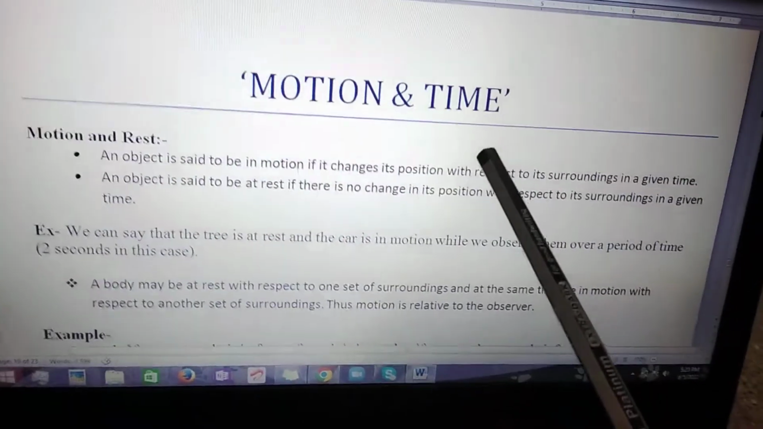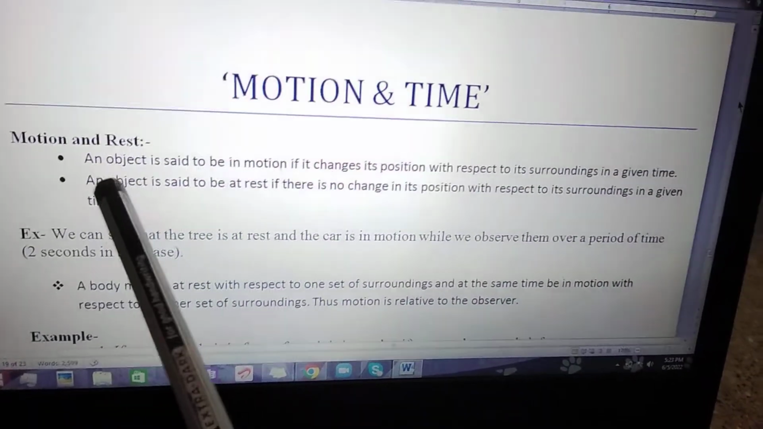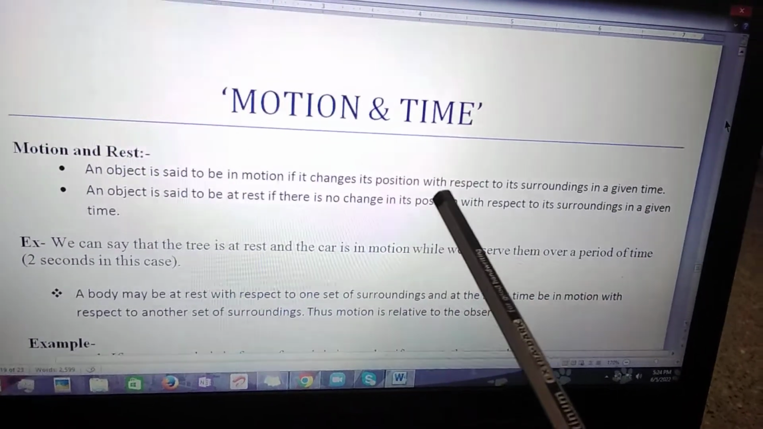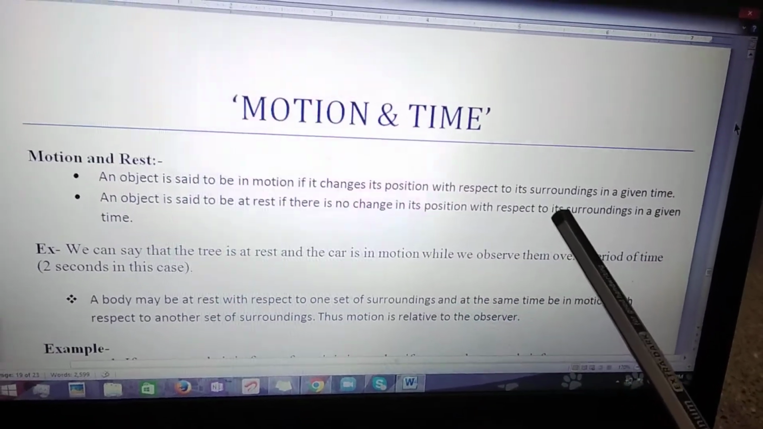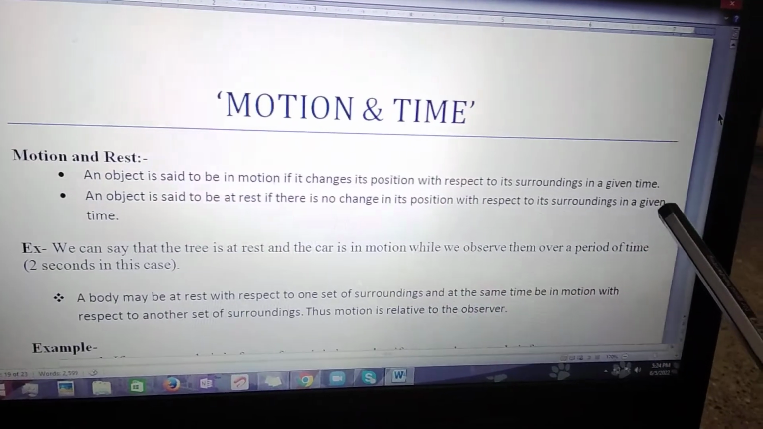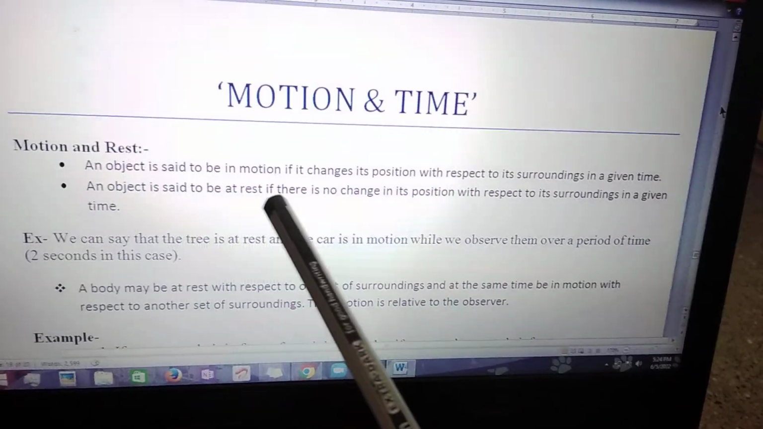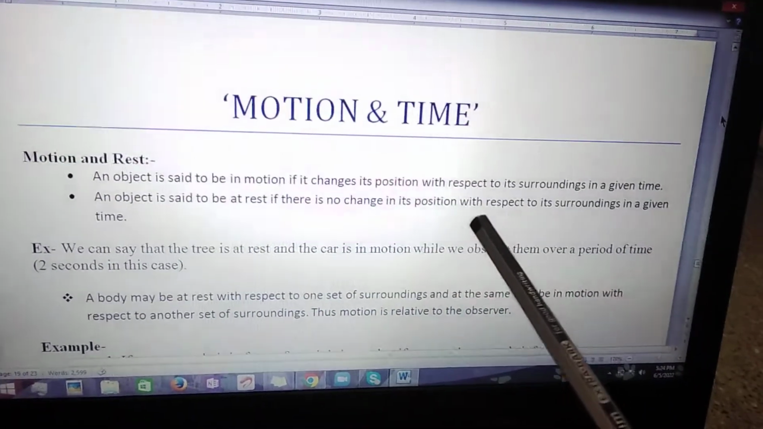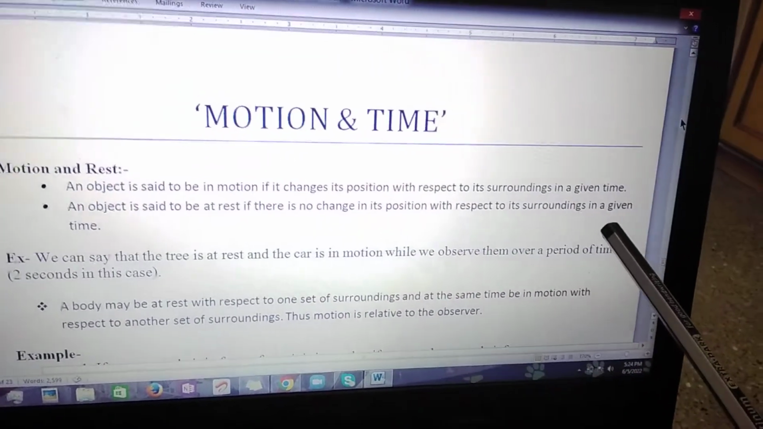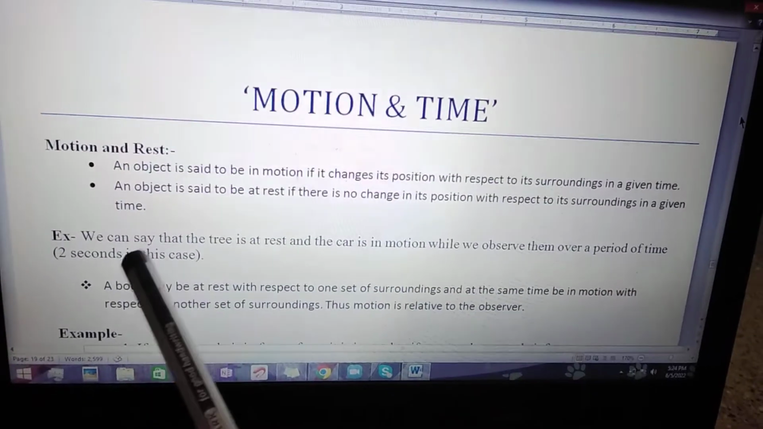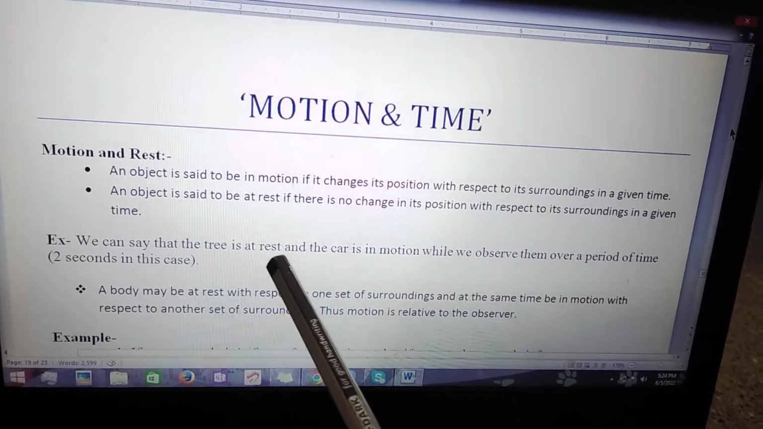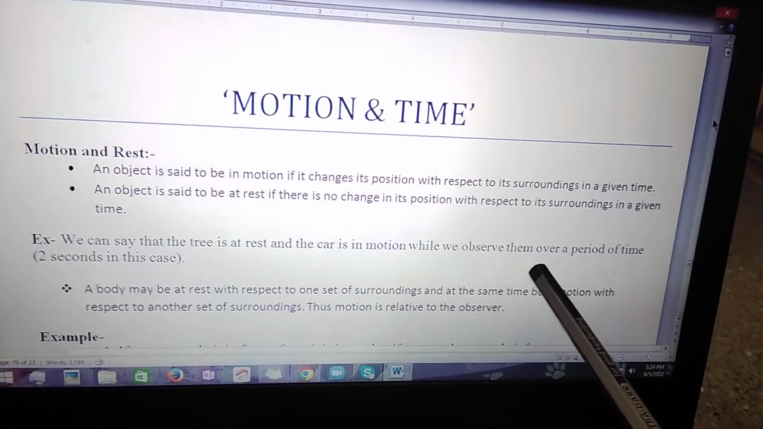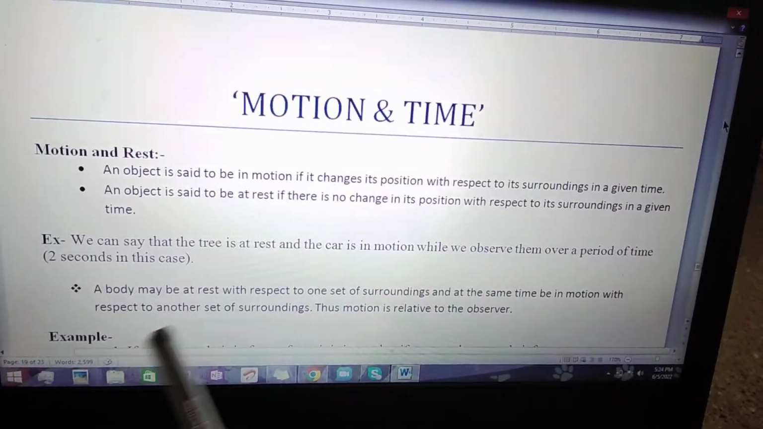Motion and time. Motion and rest. An object is said to be in motion if it changes its position with respect to its surroundings in a given time. An object is said to be at rest if there is no change in its position with respect to its surroundings in a given time. Example, we can say that the tree is at rest and the car is in motion while we observe them over a period of time.